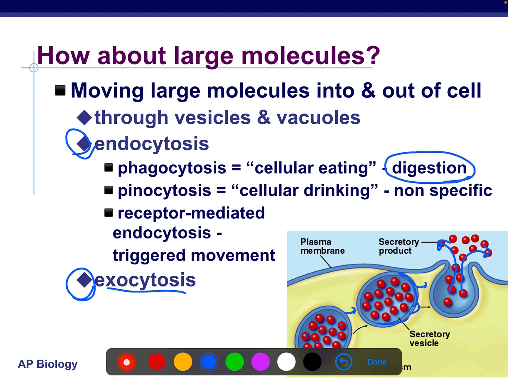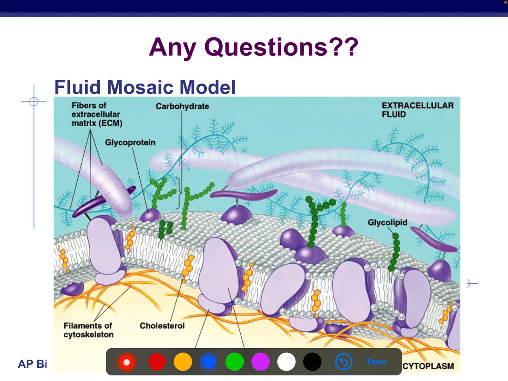Sometimes these molecules might need to be digested by lysosomes, or sometimes it's just stuff that's nonspecific that needs to be taken in by the cell. But in both ways, we're going to be moving a lot of matter at once, where it wouldn't be okay to just use a protein channel or something like that.